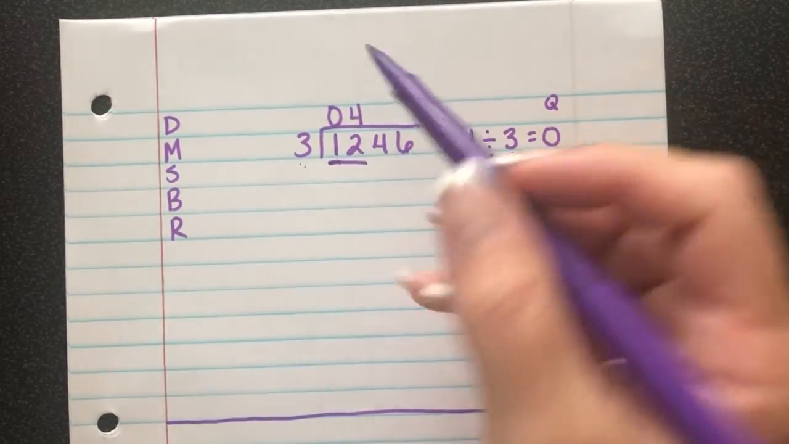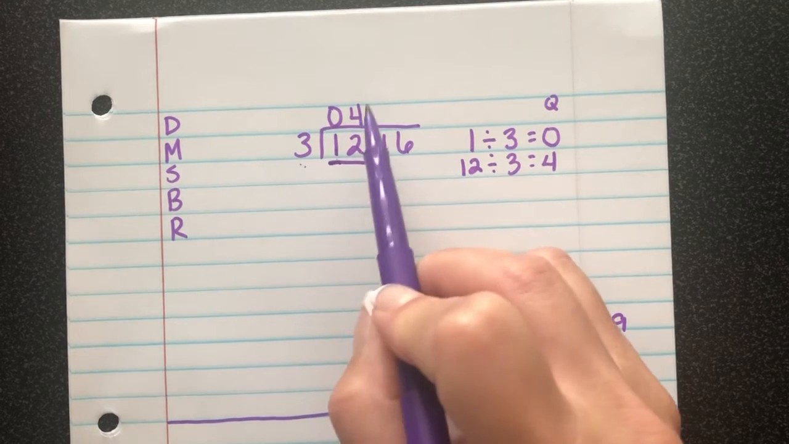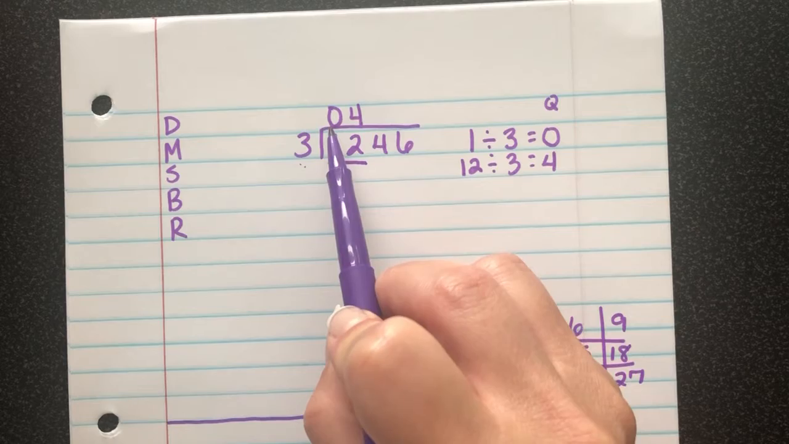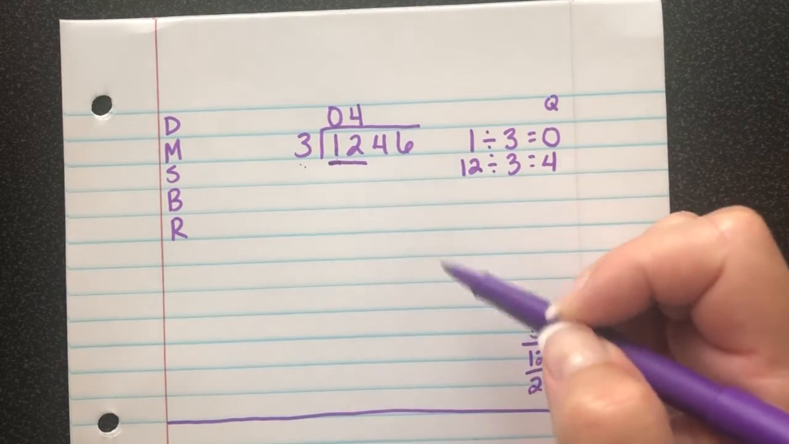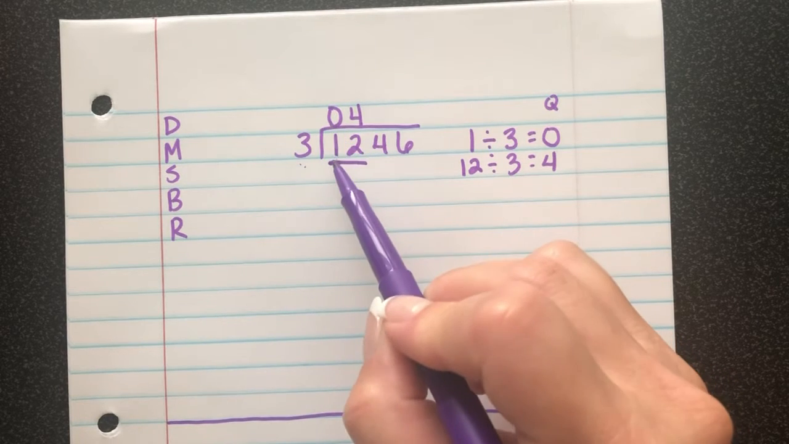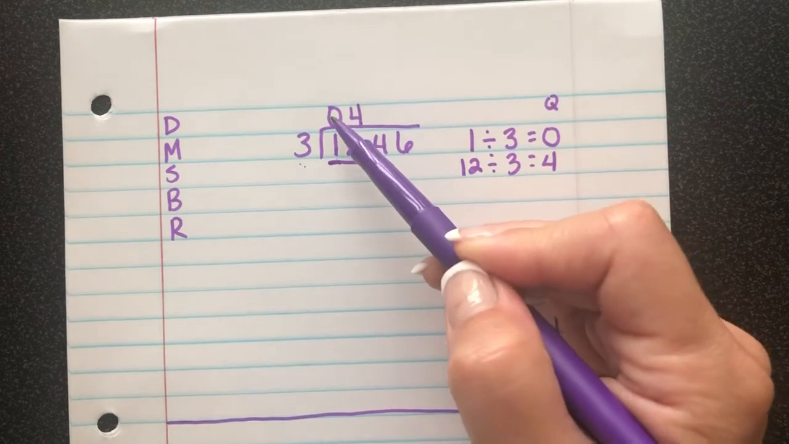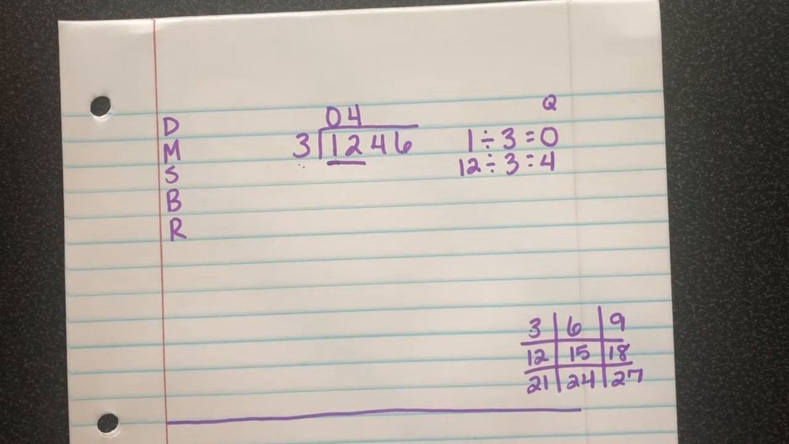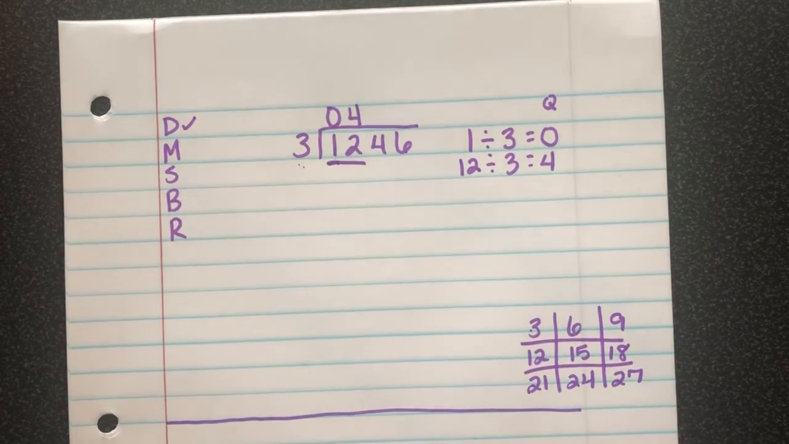Okay, now this is very important that you put that 0 there, because if you try to put the 4 here, you're going to end up trying to do too many rounds and you won't be able to. Okay, so that 0 is very, very important. If you can't divide the first digit of the dividend by the divisor, it's very important that you put that 0 above it to hold that place. Okay, all right, so now I'm going to start going through my steps.